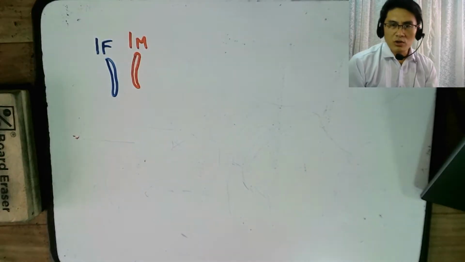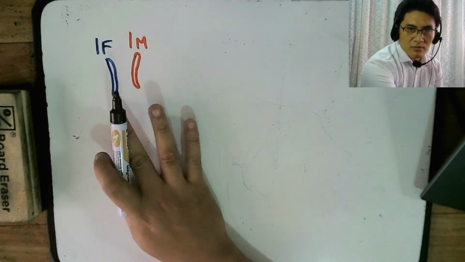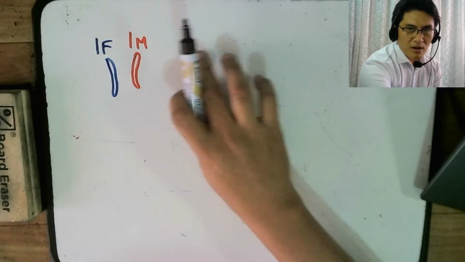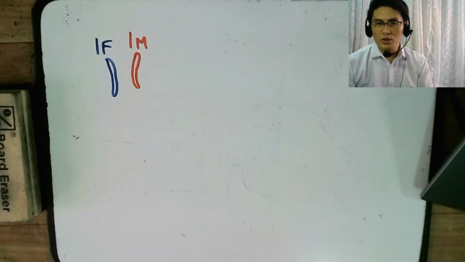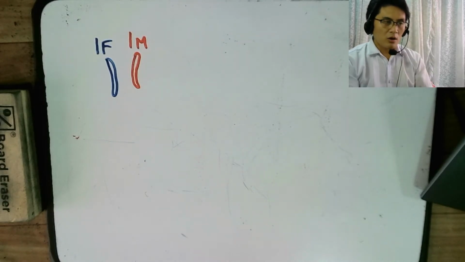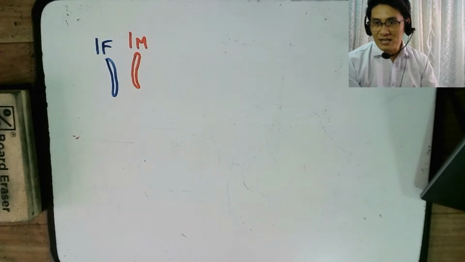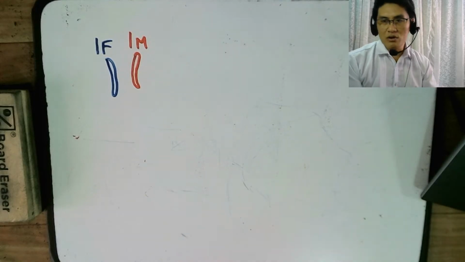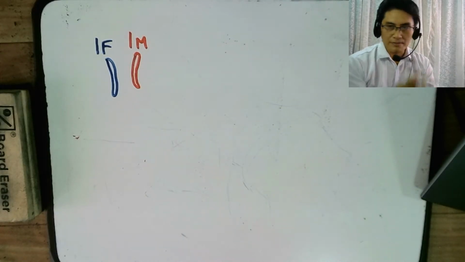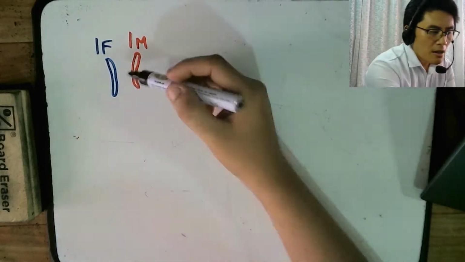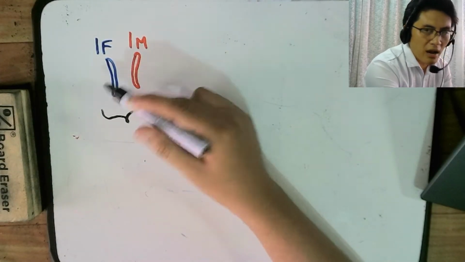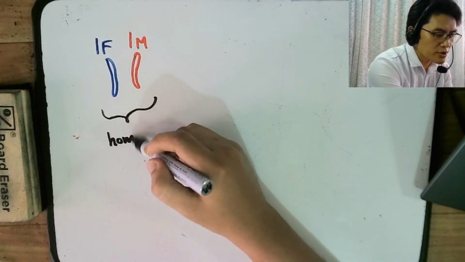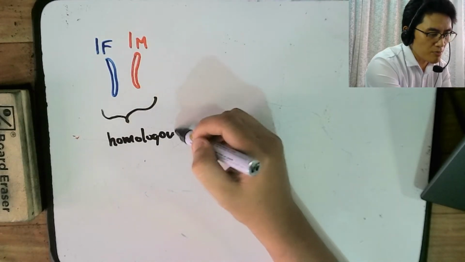By the way, there are also chromosome number 2 from your father and from your mother, number 3 from your mother and your father, all the way up to chromosome 23. In fact, chromosome number 23 is the sex chromosome. It's the one that determines your gender, whether you are male or female. But more on that later. So this pair is what we call a homologous chromosome pair.